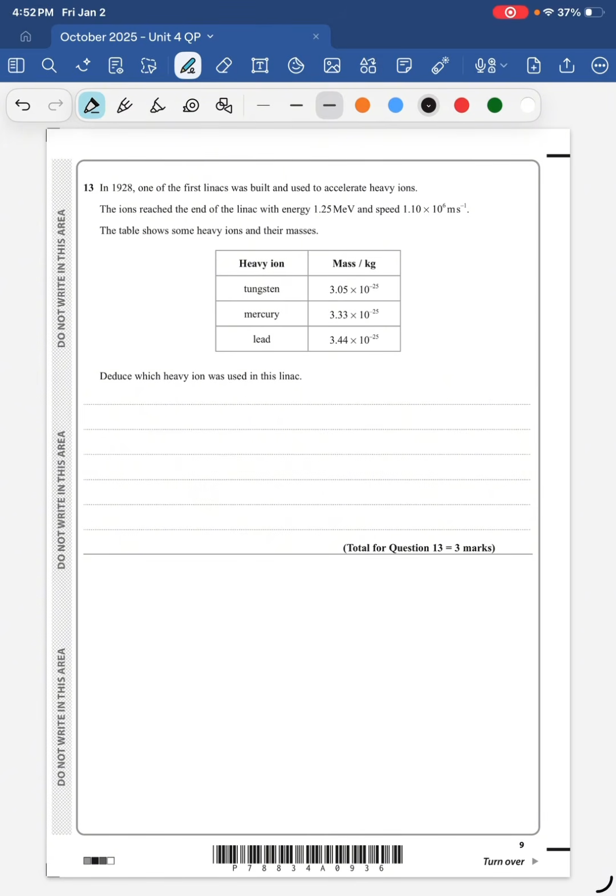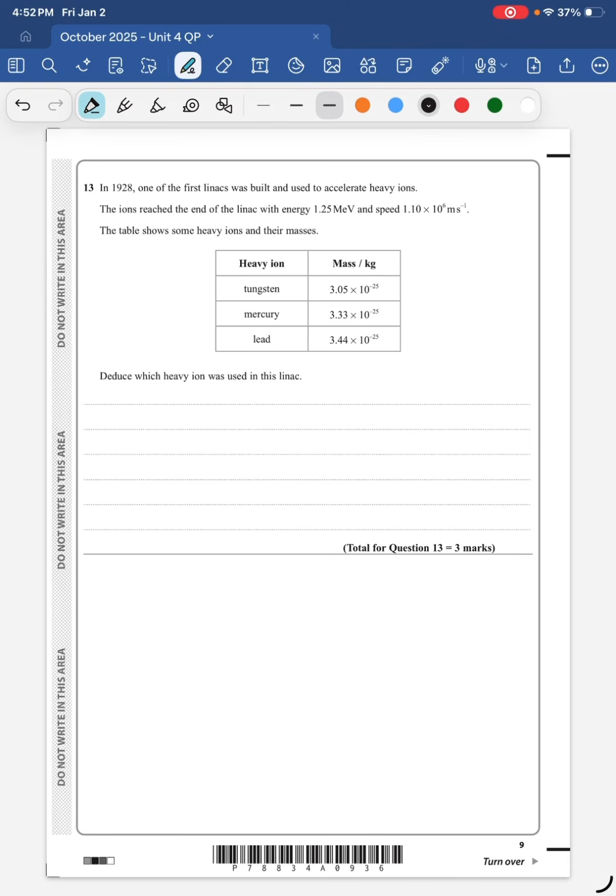Question 13. In 1928, almost 100 years ago, by the way, one of the first LINACs was built and used to accelerate heavy ions. The ions reached the end of the LINAC with energy 1.25 MeV and a speed of 1.1 times 10 to the 6 meters per second. The table shows some heavy ions and their masses. Deduce which heavy ion was used in the LINAC.